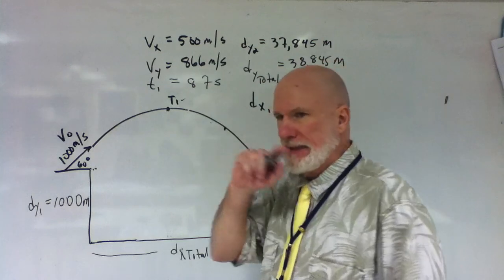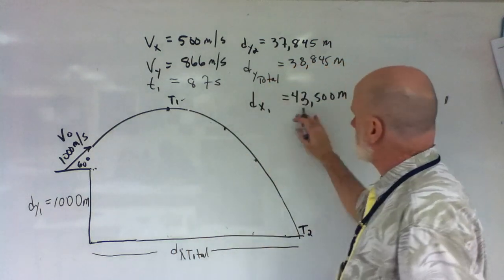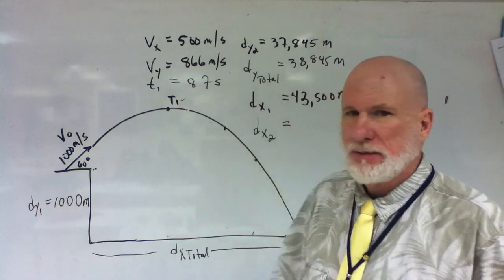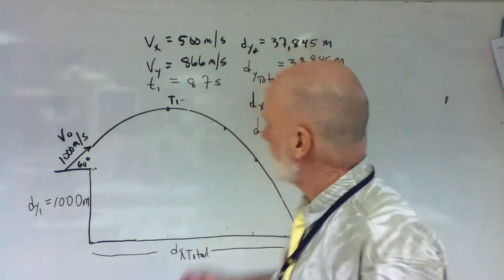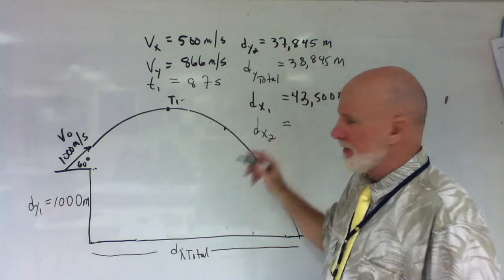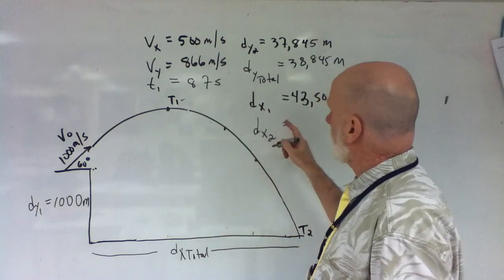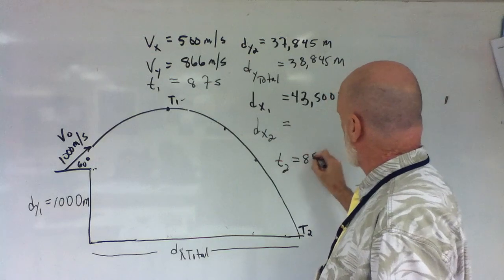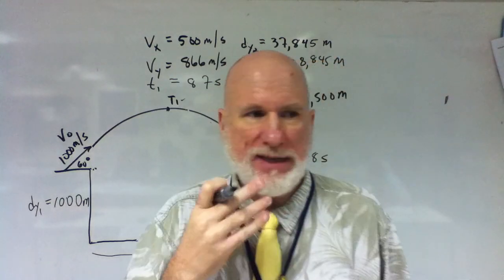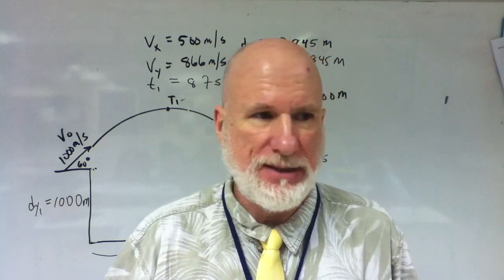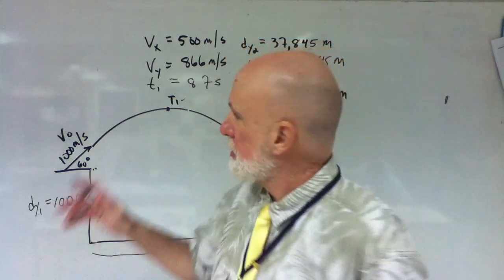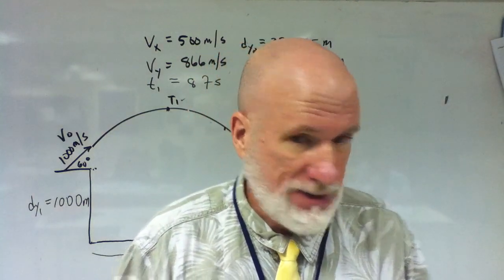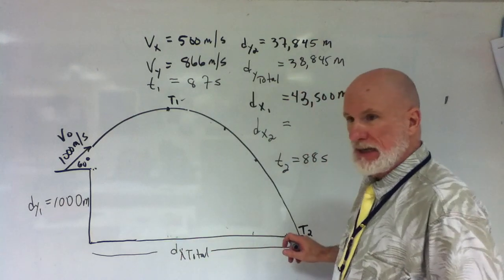So, what is the square root of 38,845 divided by 5? It's 88, correct? Did we write that down? 88, sorry, we didn't write that down. T2 equals 88 seconds. Okay, so what is dx? What's the equation for dx? Isn't it Vx, which is still the same, doesn't change? The Vx is 500 meters per second, times 88. The time it takes to go from here to here is 88.